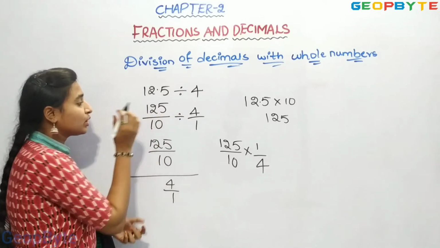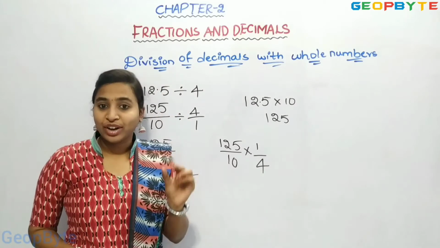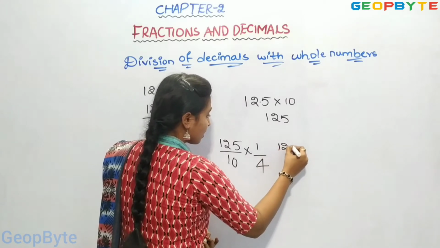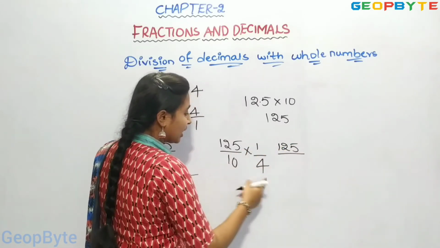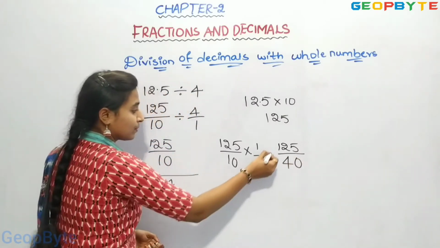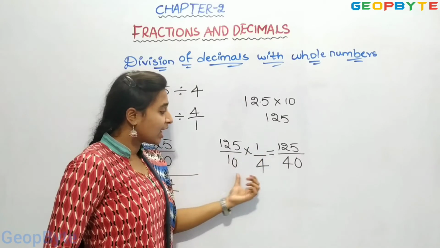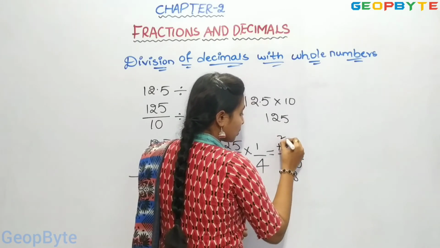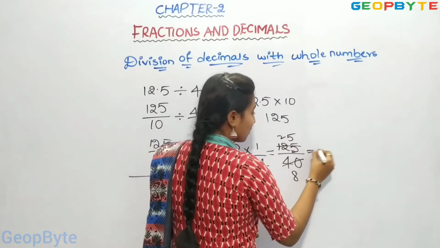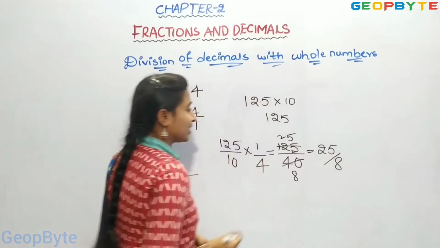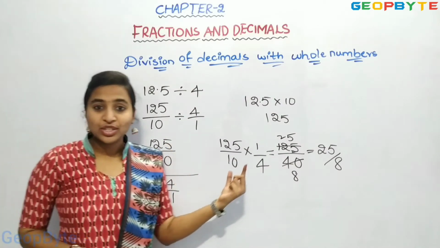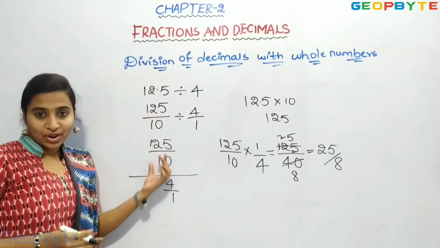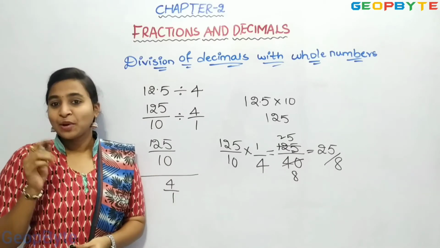When we convert from decimal to fraction, the procedure is similar to the fractions where we have done division, right? Now, 125 ones are 125, 10 fours are 40. We have multiplied the numerators and denominators. Now we will solve it further. 5 eights are 40, 5 twos are 10, 5 fives are 25. We got 25 by 8. Right? Like this, we will solve decimals with whole numbers. After changing into fractions, the remaining process is similar to the fractions where we have done division.